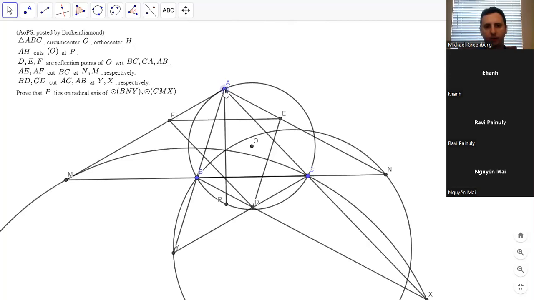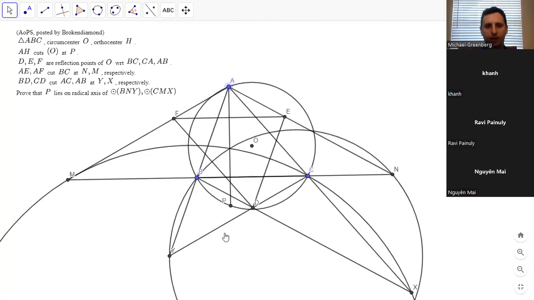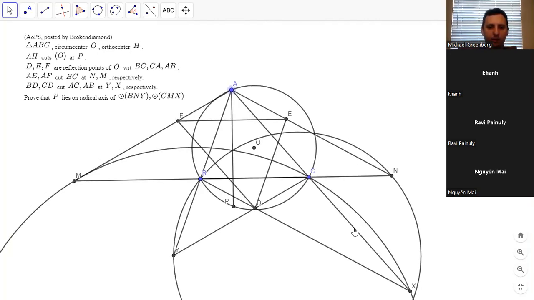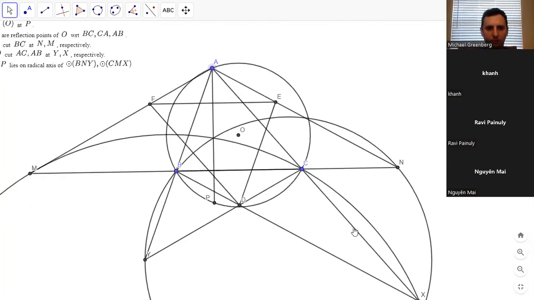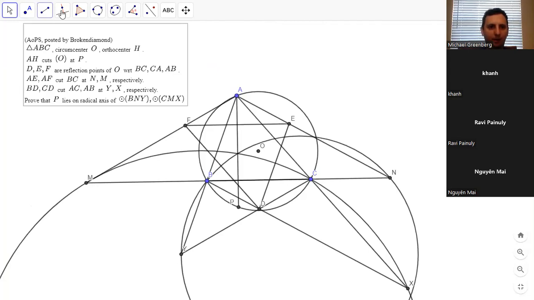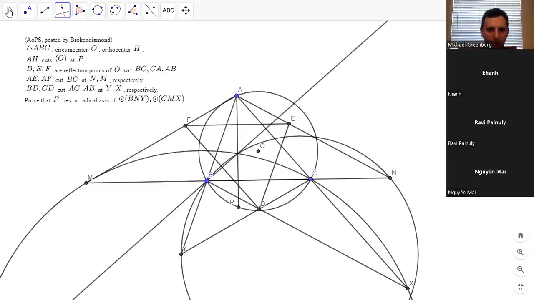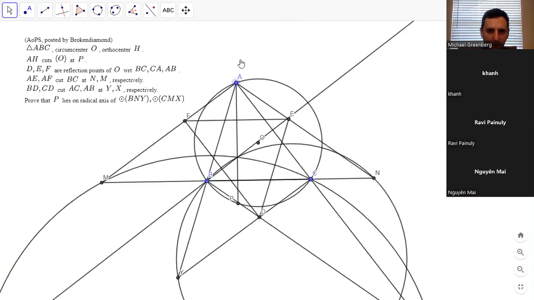So really, forget point P, we just want to show that the perpendicular from A, we just want to show A lies on the radical axis of those circles. And then pick any two points on the altitude, and show they lie on the radical axis. Do the two circles meet at the orthocenter? Oh, that's a good point. Let's see. I think so. Yeah, they meet at the orthocenter.